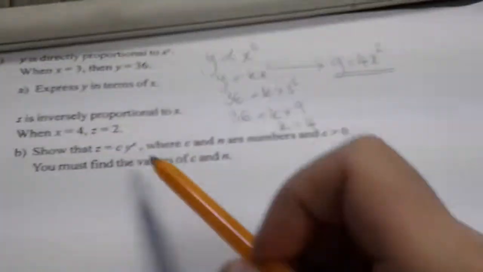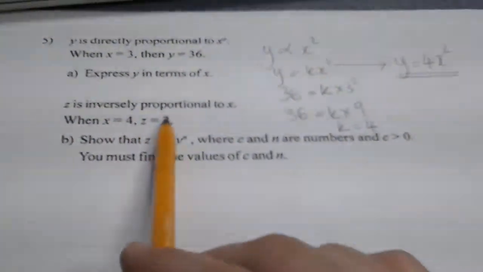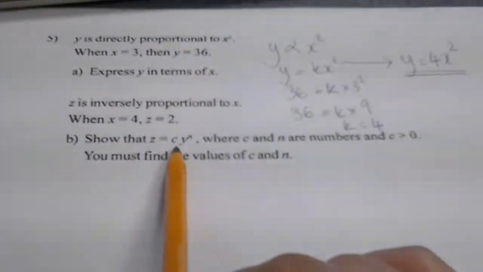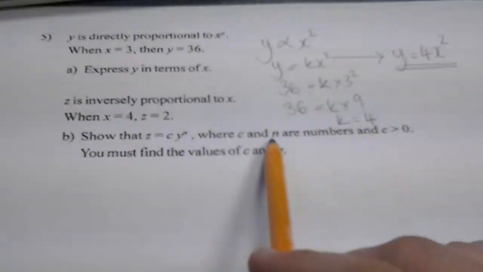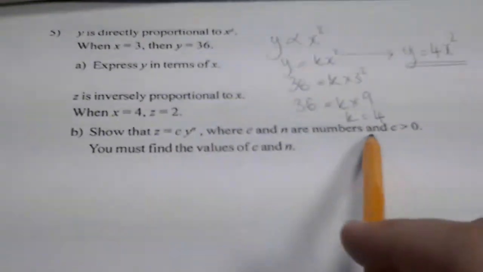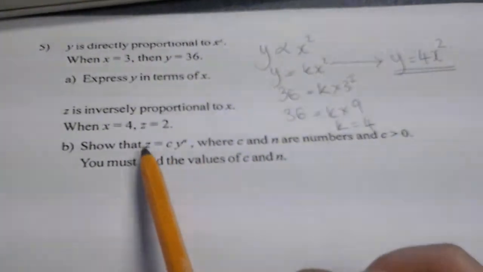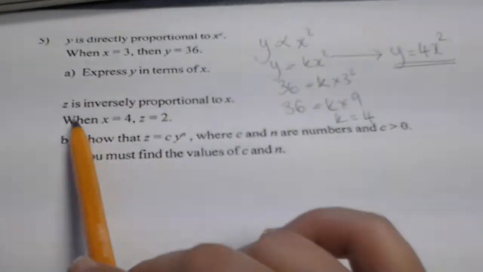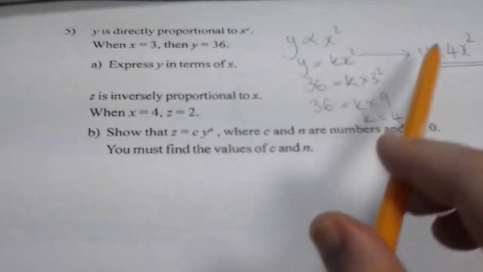For part B, it's a little bit more unusual, this bit. It says z is inversely proportional to x and gives us some values. Show that z equals cy to the power of n, where c and n are numbers and c is greater than 0. So we know that we want to write z in terms of y, but we're only going to be able to do from this bit z in terms of x. So we must have to use what we've got here.